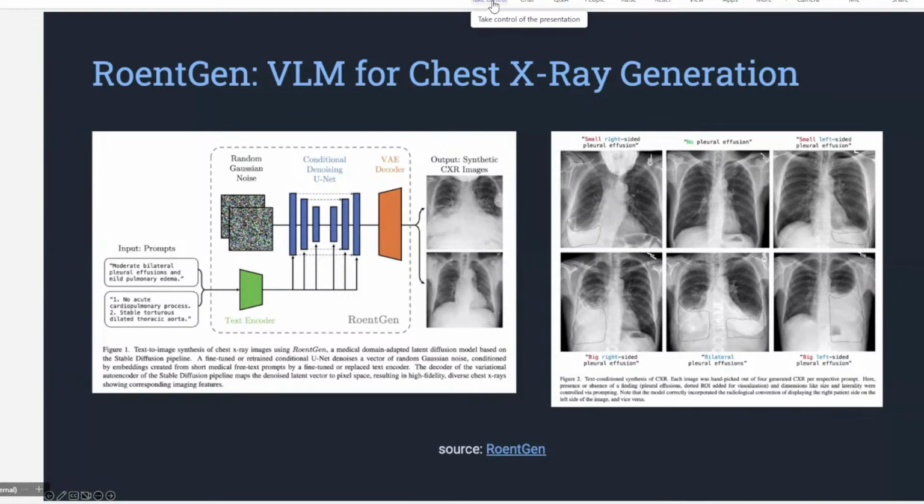And this basically helps to generate synthetic images, which can have a variety of applications, like I said, including creating more training data or making a specialist model which focuses on a particular class of disease for which the real images are very scarce.